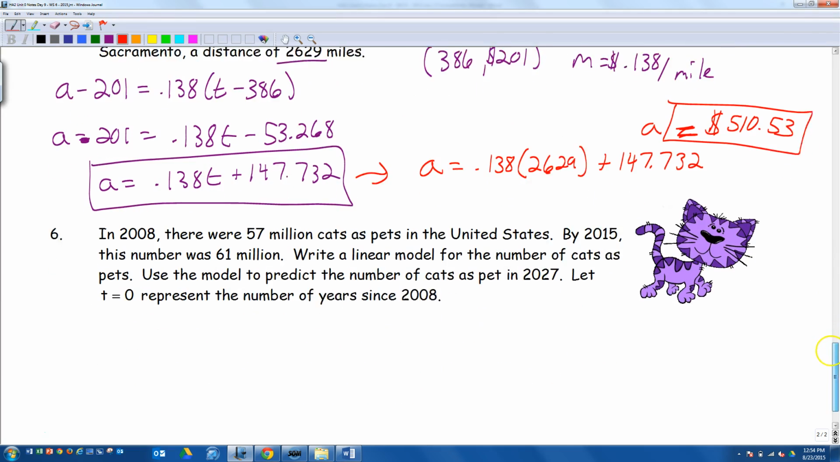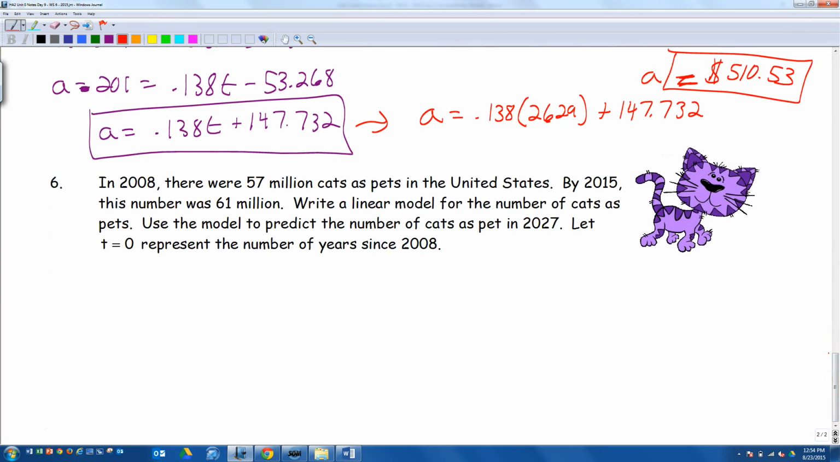Okay, last problem about cats. In 2008, there were 57 million cats as pets in the United States. By 2015, this number was 61 million. Write a linear model for the number of cats as pets. Use it to predict for 2027. Now here's the key, guys. Let t equal 0 represent the number of years since 2008. So they're saying that instead of using the number 2008, use 0.